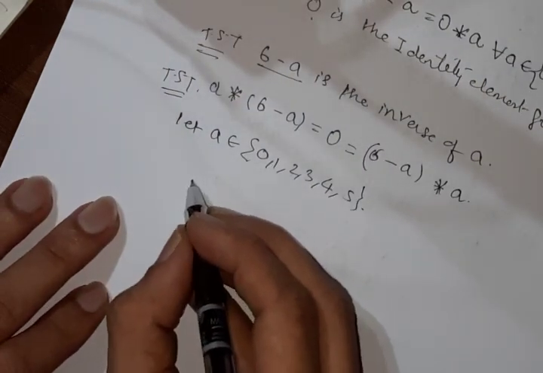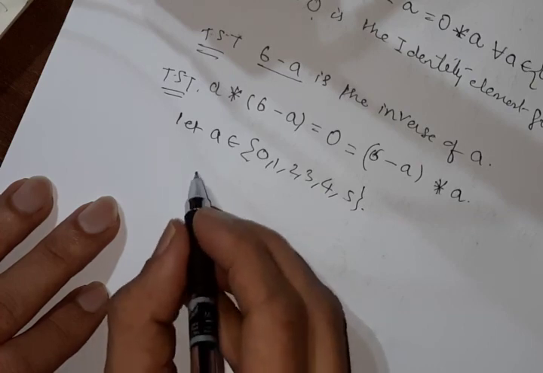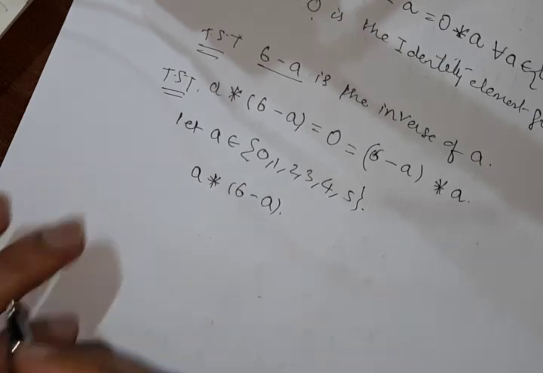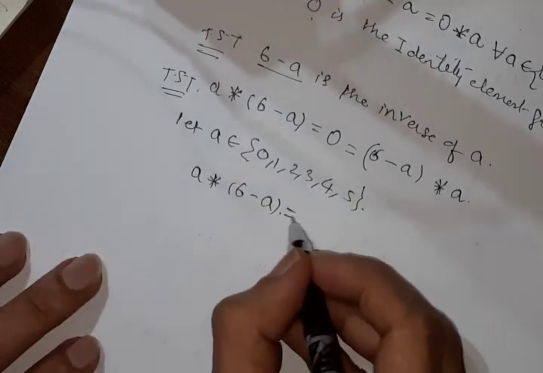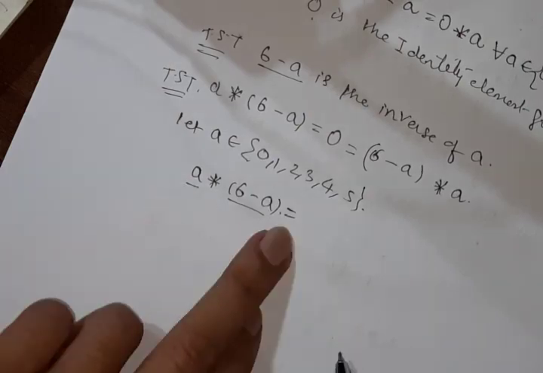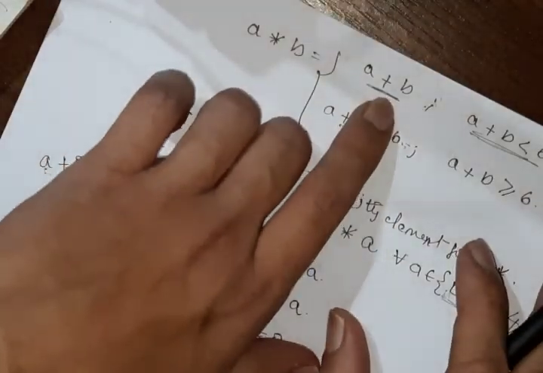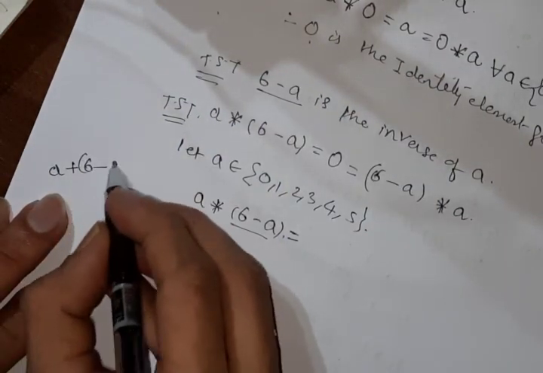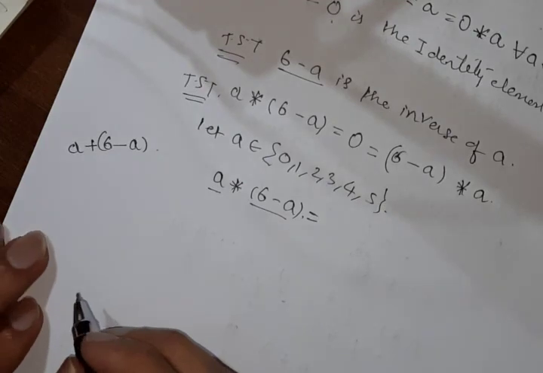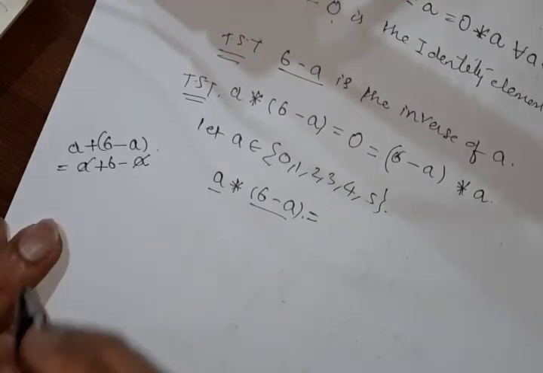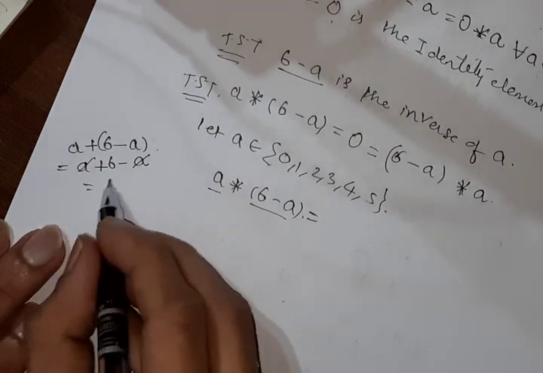Now if we take this, a star 6 minus a, what will you get here? Let us see. You have to first check the sum of a and b, so that is a plus 6 minus a. Minus a and a will get cancelled here, so what you will get is 6.